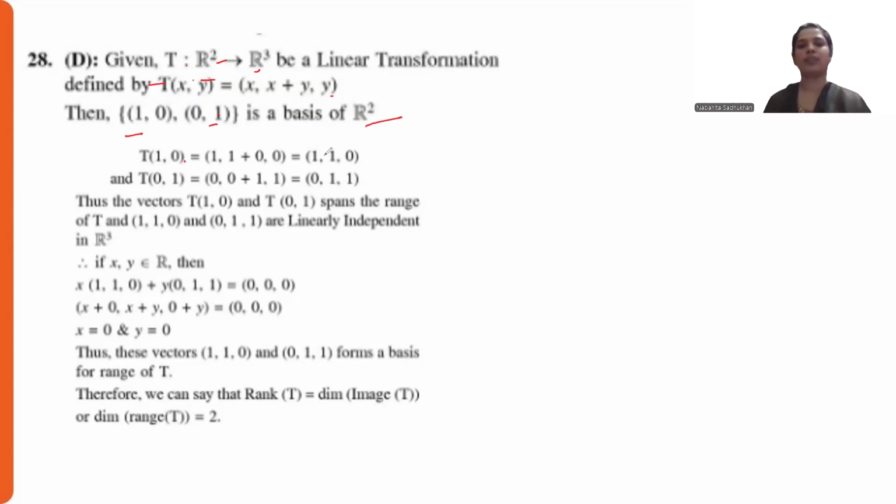So T of 1 comma 0 is going to be given by what? 1 comma 1 comma 0. T of 0 comma 1 is given by 0 comma 1 comma 1. So we have that these two vectors span the range of T and these are linearly independent. Now if we have x comma y belonging to R square, so from there we can say that the dimension of the range space is going to be 2.